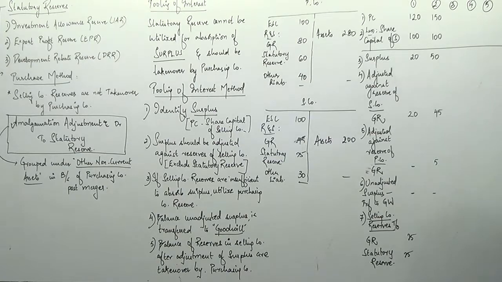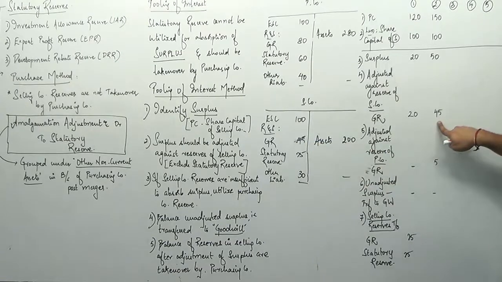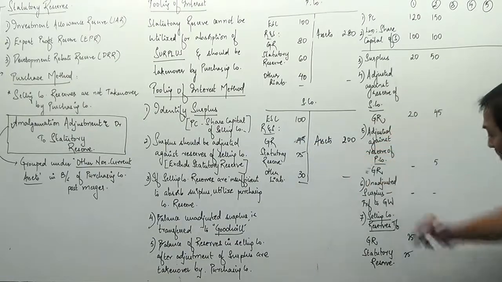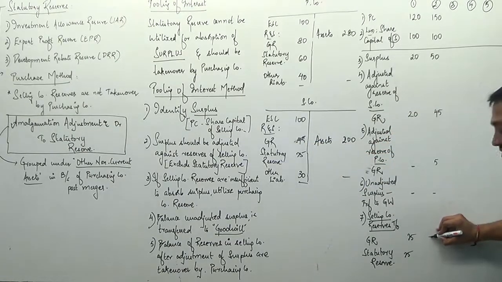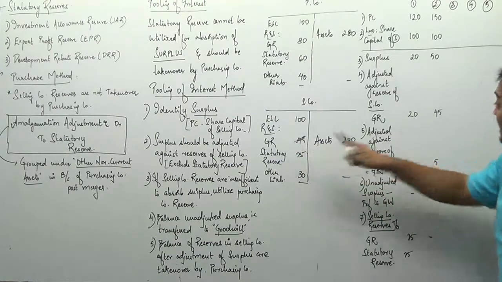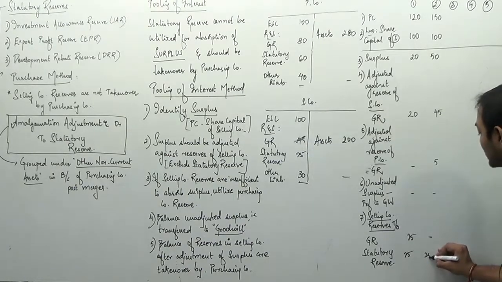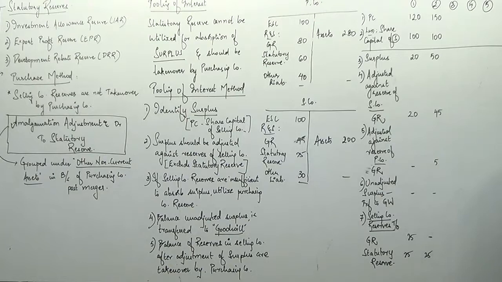What is the reserve of selling company taken over? Selling company had a general reserve of 45. Entire 45 adjusted against the surplus. Balance general reserve taken over is 0. But statutory reserve 25 is existing. I did not adjust anything against the statutory reserve. The entire statutory reserve can be taken over. That is 25.